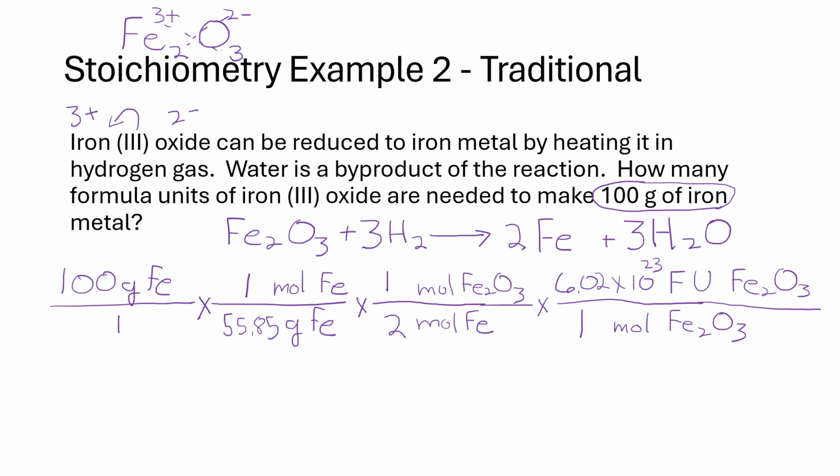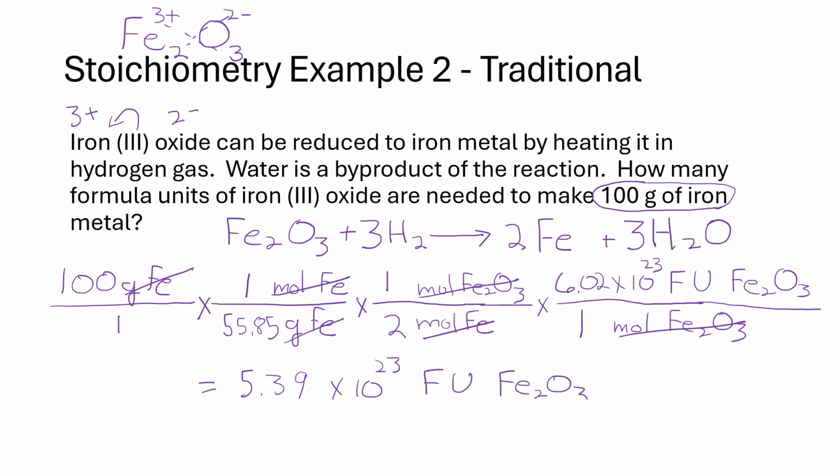Let's make sure our units all work out. Grams of iron cancel with grams of iron. Moles of iron cancel with moles of iron. Moles of Fe2O3 cancel with moles of Fe2O3. And when I run that through my calculator, I'm going to get 5.39 times 10 to the 23rd formula units of Fe2O3.